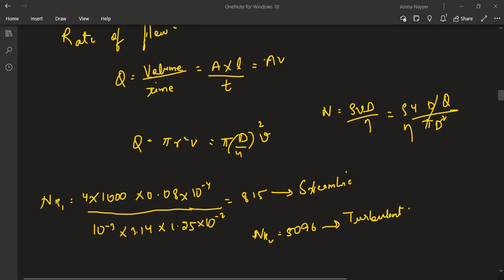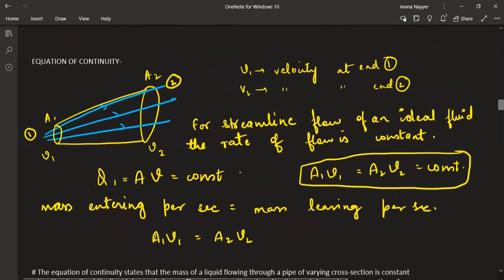Now, the equation of continuity is the same equation. This equation only, no? A1 V1 is equal to A2 V2. This basically means that area and velocity are inversely proportional. So wherever there is lesser area, more velocity will be there. A narrower end of a tube will lead to greater velocity of particles.